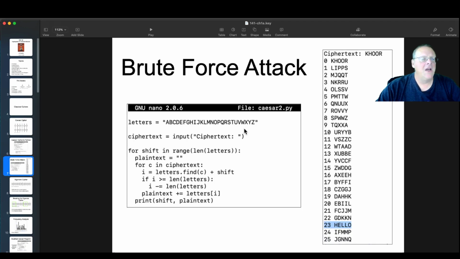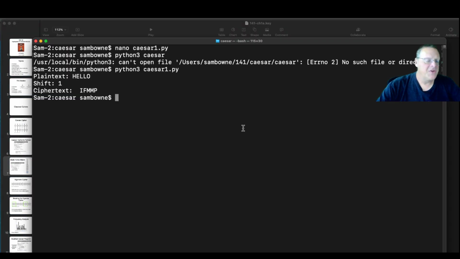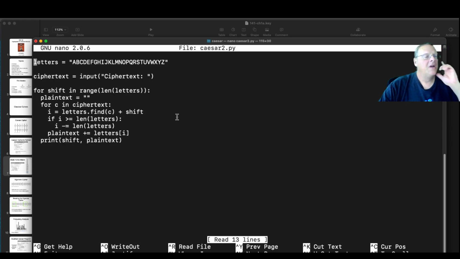Now, we can do a brute force attack. So let's take a look at that. All right, all this does is it has the same stuff, but it only asks for the ciphertext. It doesn't ask for the shift. Instead, it tries every shift possible in the range of letters and just prints them all out.